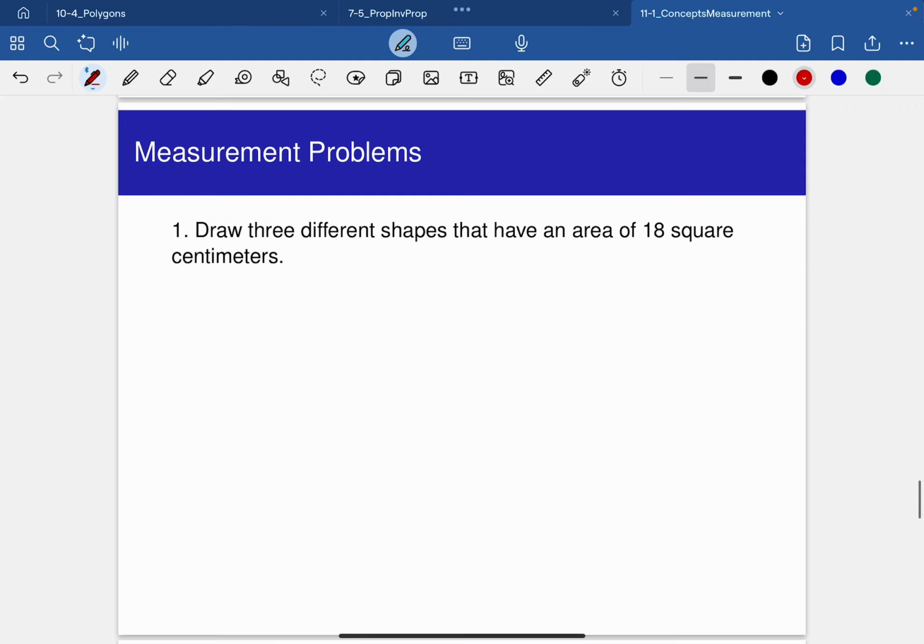Okay, so here come the measurement problems. I would like you to try each one of these problems on your own and upload them to the discussion 11-1 that I have posted in Canvas. The first problem is to draw 3 different shapes that have an area of 18 square centimeters. I provided you with some centimeter grid paper, or you can use your own.